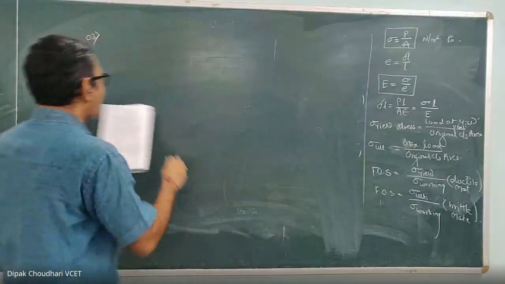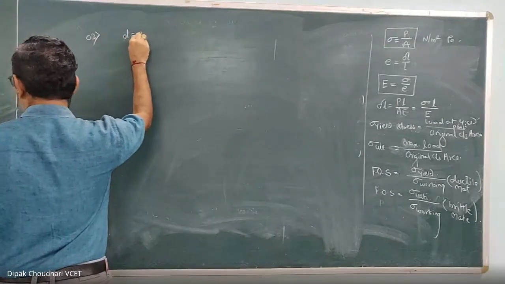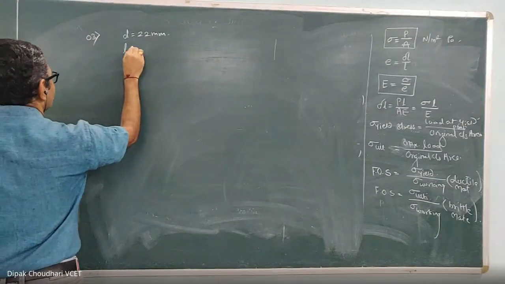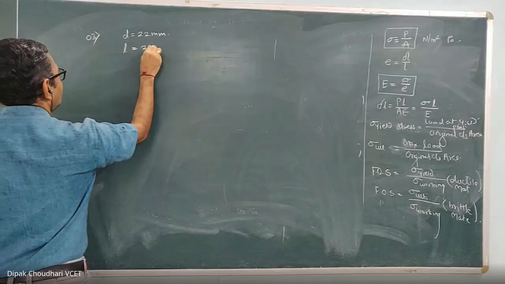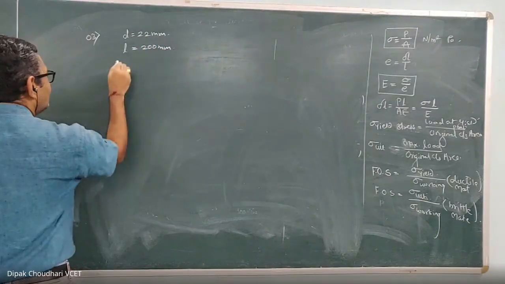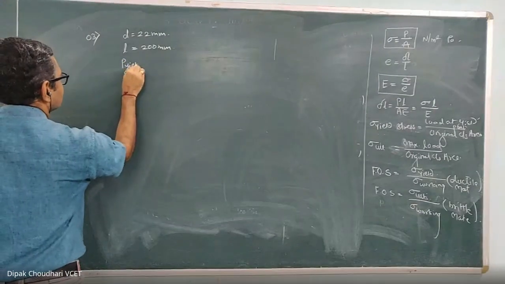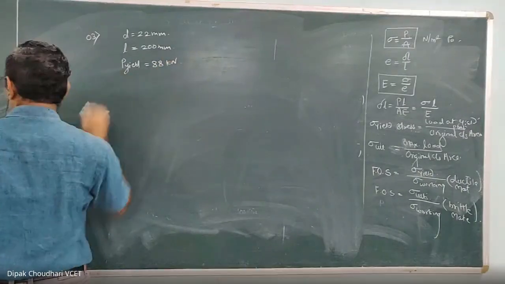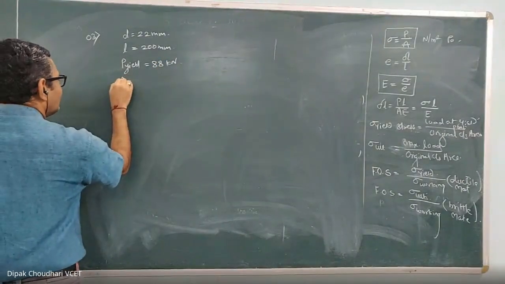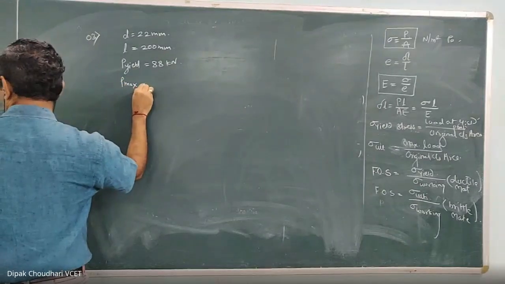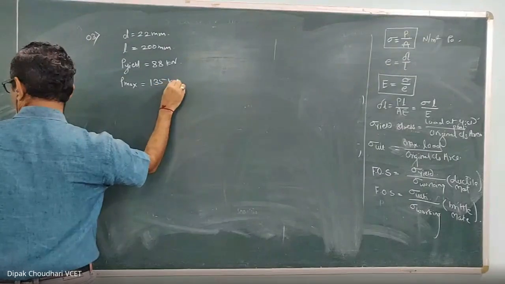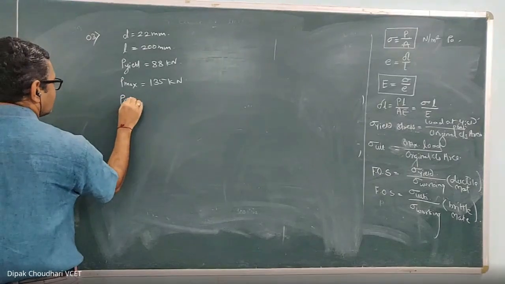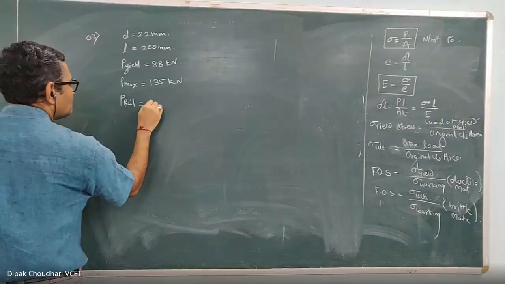The diameter of the steel bar, that is the original diameter, is 22 millimeter. The gauge length, that is the original length, is 200 millimeter. Then the load at the yield point, where the yielding starts: yielding starts at a load of 88 kilonewton. The maximum load during the test is observed at 135 kilonewton. The load at the failure point is 112 kilonewton.